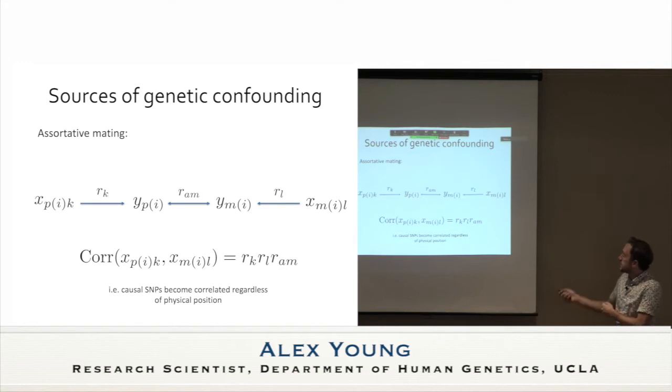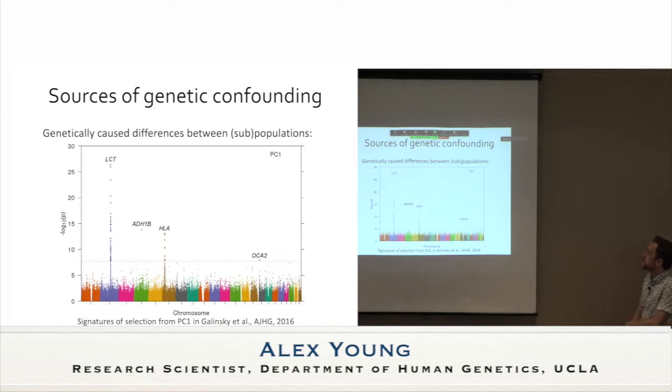And this is just what you get from one generation of assortative mating. I think Patrick's going to talk about this in more detail, but it can go on for multiple generations, and it generates these correlations between causal alleles at different positions in the genome, and that's the source of confounding. Another source of genetic confounding is genetically caused differences between subpopulations.